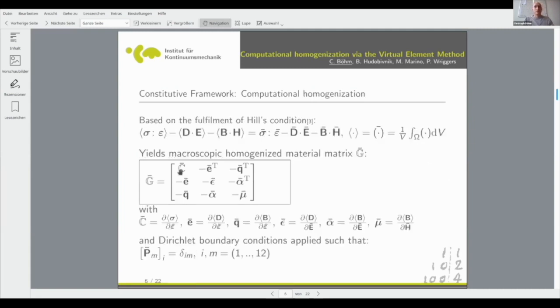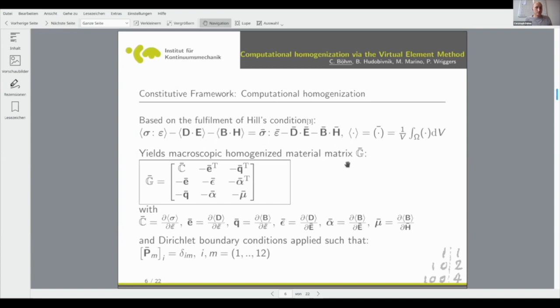And the computational homogenization, since I talk about computational homogenization here, the approach is that we say we have a representative volume element, and our homogenization scheme is based on the fulfillment of the Hill condition, which incorporates volume integrals. And from here on, I refer to either the volume average of a quantity with the bar, or a macroscopic introduced quantity, which also has a bar. So volume average here is for sigma, for D, and for B. And macroscopic introduced quantities are then the epsilon, and the electric field E, and the H bar.